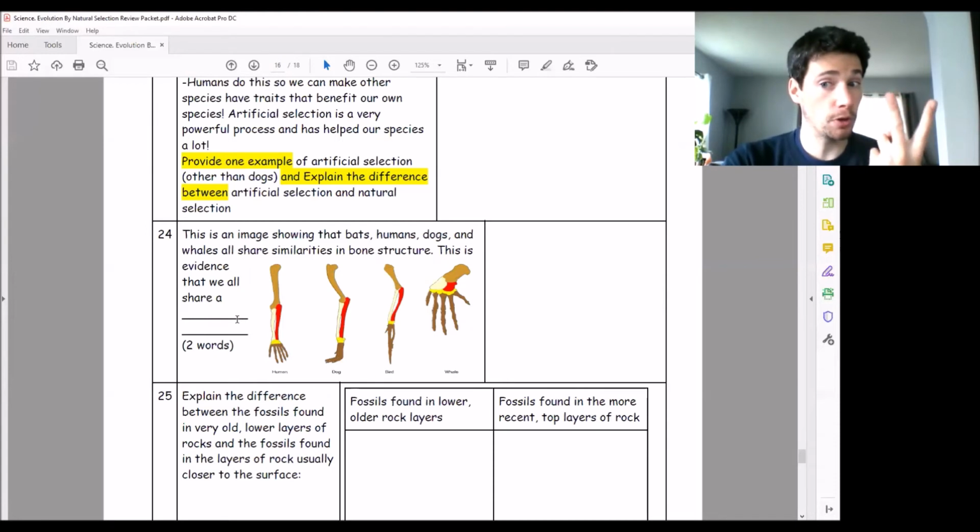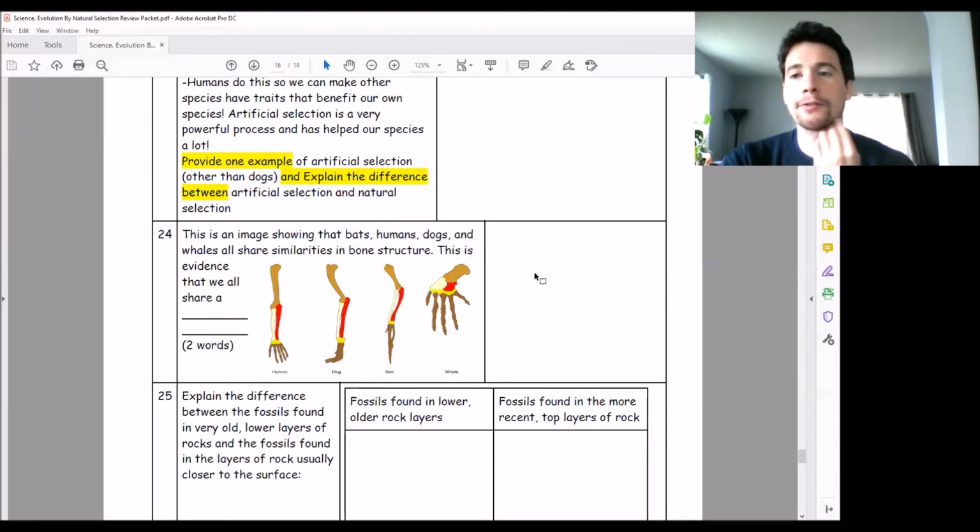I'm looking for an answer that has 2 words. We all have a common something, okay? I'll give you that first word, it's common, so make sure that you fill that in the space.